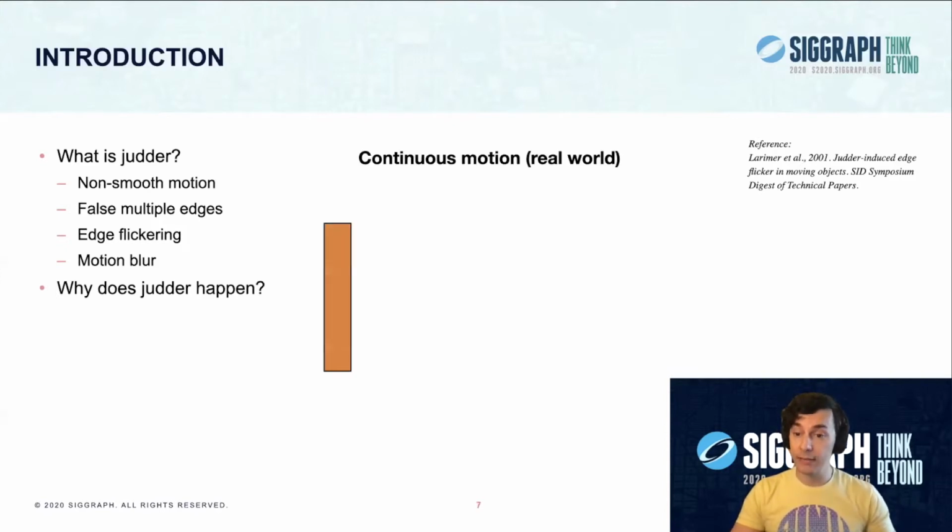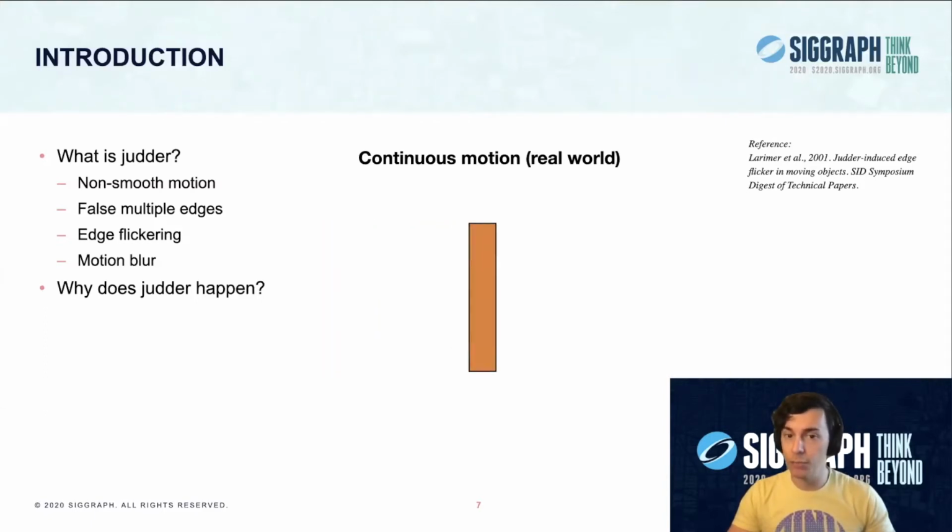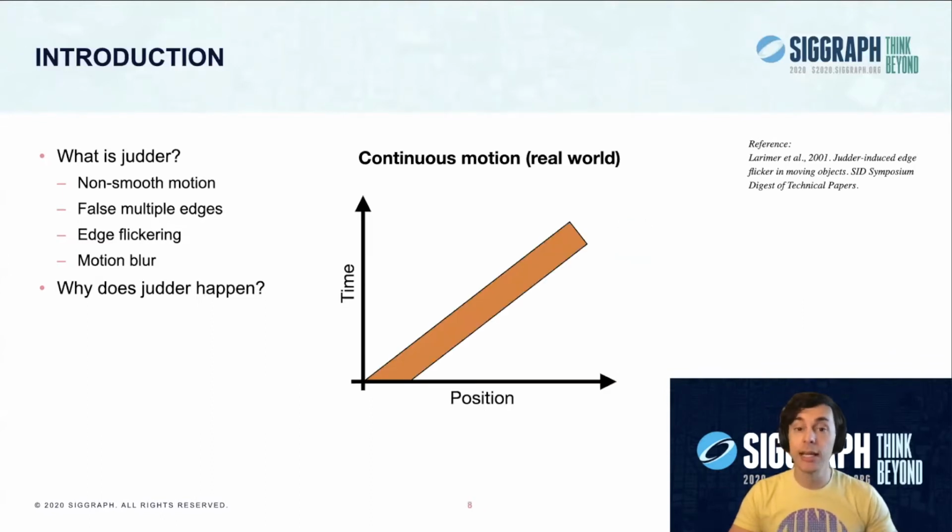The next question then is, why does judder happen? We can think of that by comparing continuous motion with the discretized motion on a display. If we have an object moving continuously in the real world, like this bar is moving left to right here, conceptually, we could plot out its position as shown here. So it would be a continuous graph of position versus time.